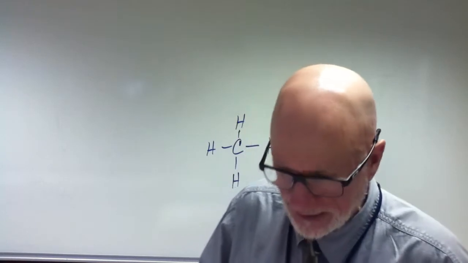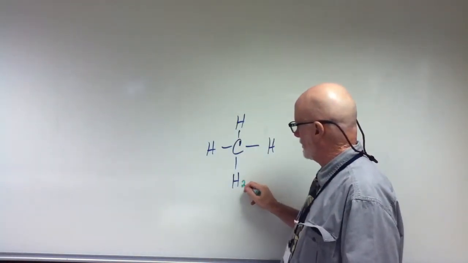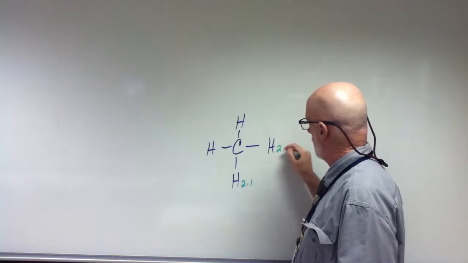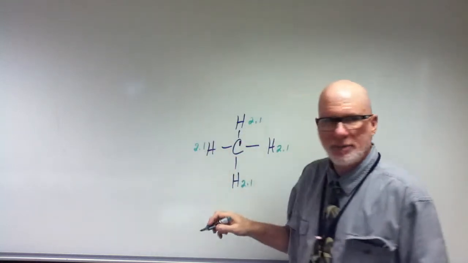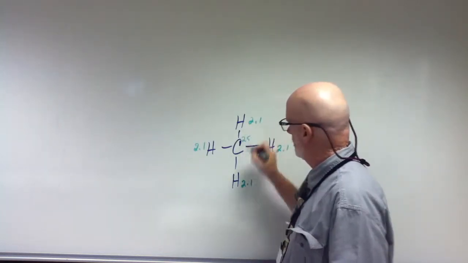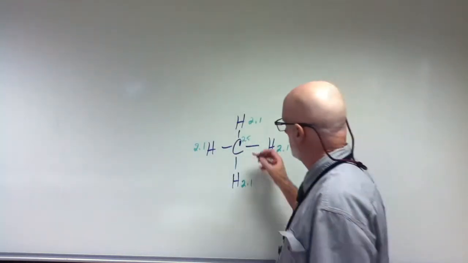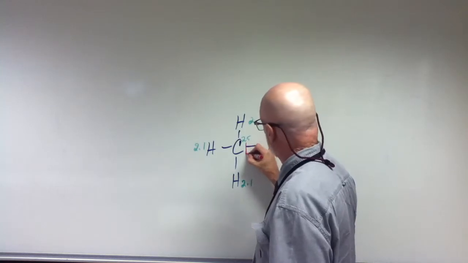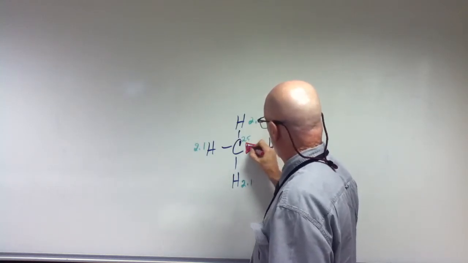What is the electronegativity? Hydrogen is 2.1, and carbon is 2.5. Not much of a shift, right? A little bit of a shift. Okay, so this will look like this, right?